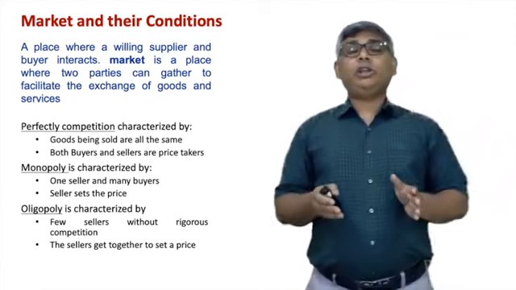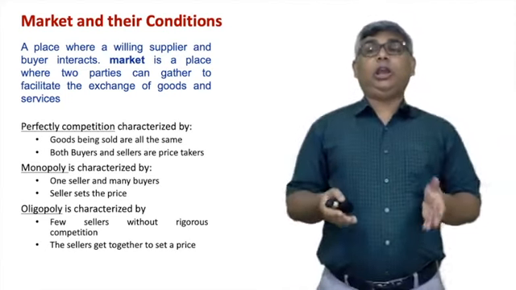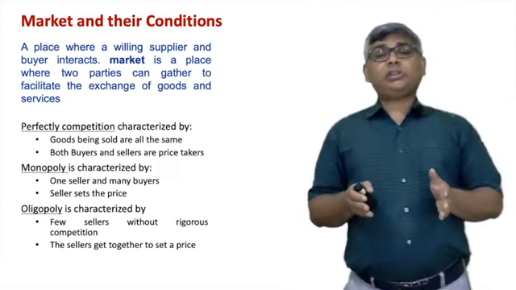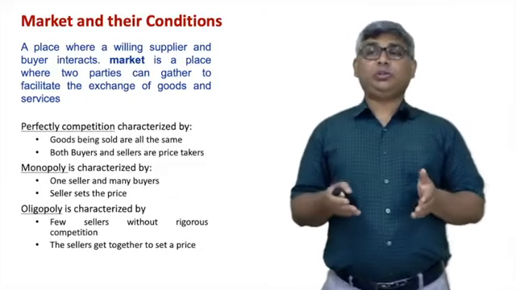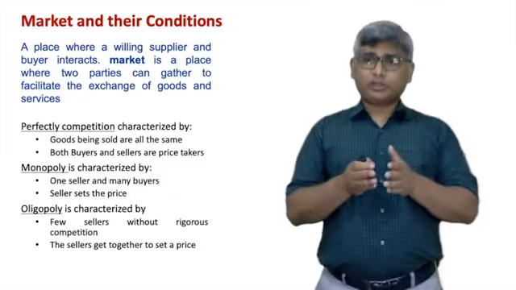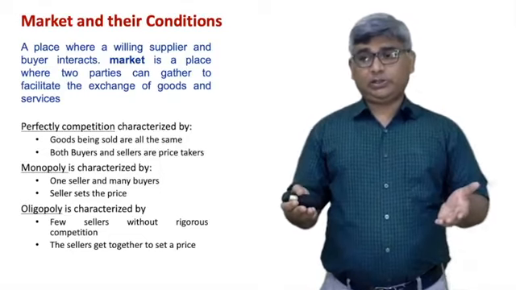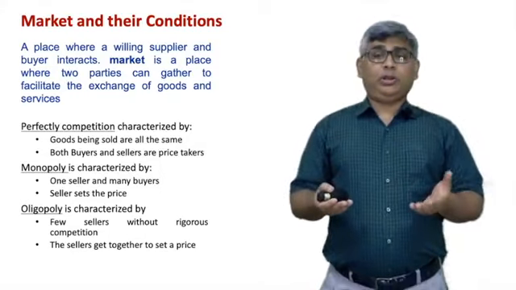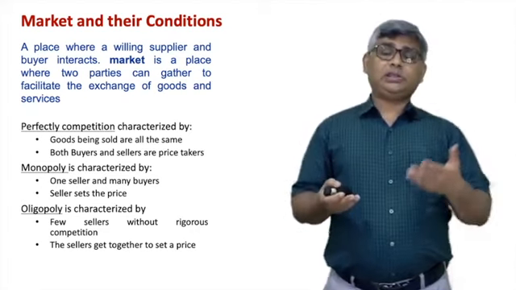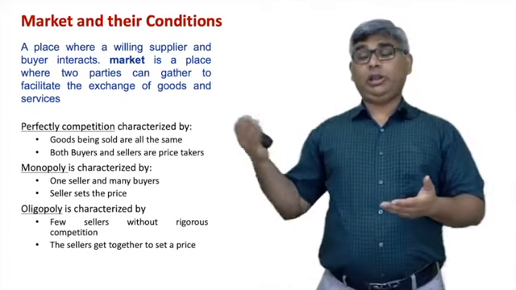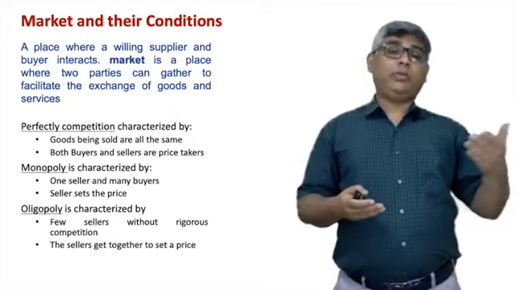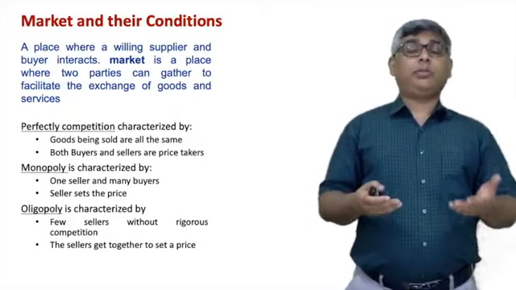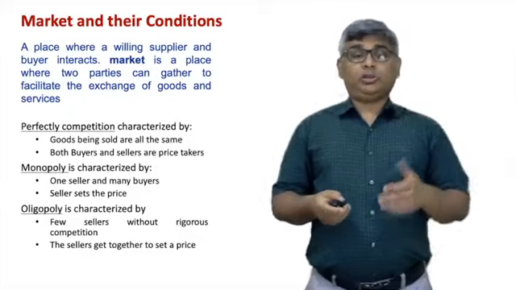That kind of condition is known as oligopoly. The characteristic of this kind of market situation is that the price is almost the same from the different suppliers. An excellent example of this is the petrol pump. The prices are almost the same whether we are buying from an Indian Oil petrol pump or from a Hindustan Petroleum petrol pump. So that is the case of oligopoly.